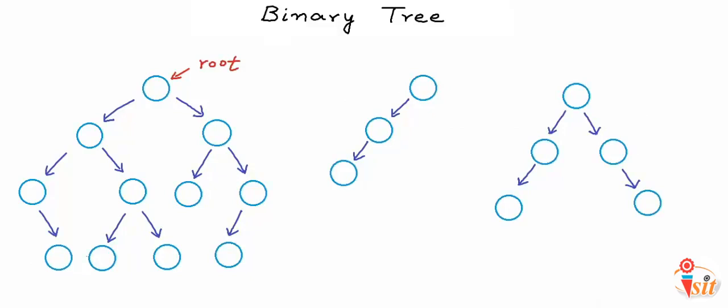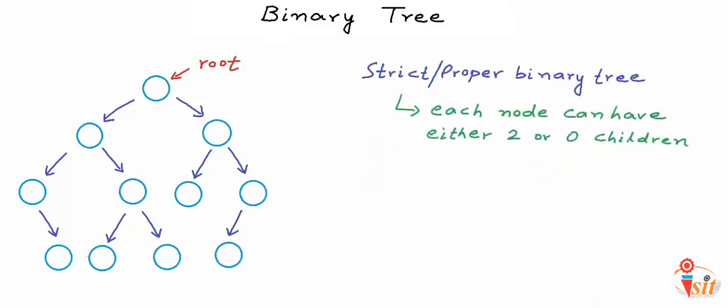A binary tree is called strict binary tree or proper binary tree if each node can have either 2 or 0 children. This tree that I'm showing here is not a strict binary tree because we have 2 nodes that have 1 child. I'll get rid of 2 nodes, and now this is a strict binary tree.